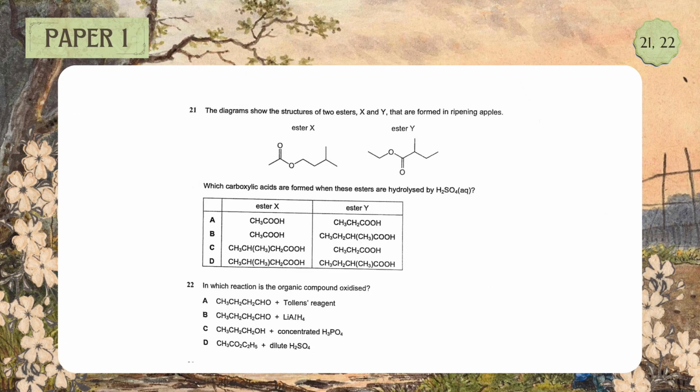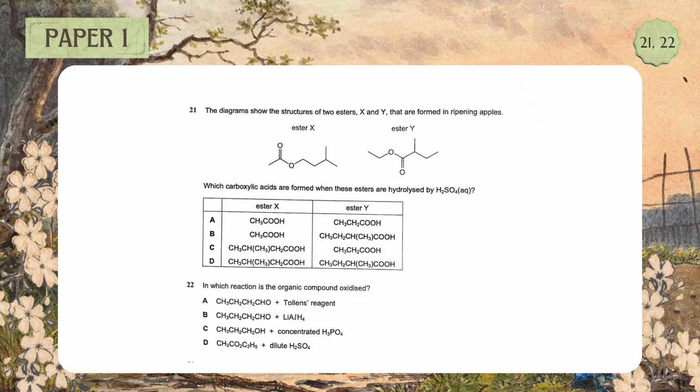Question 21. When you hydrolyze an ester using an acid, it splits right at the C-O single bond next to the carbonyl group. The carbonyl C=O side gains an -OH group to turn back into a carboxylic acid. Let's split X. The carbonyl side has two carbons, CH3C=O, so it forms ethanoic acid, CH3COOH. Now let's split Y. Find the C=O. The alkyl chain attached to that carbonyl has 3 carbons in a straight line. That means it forms propanoic acid, which is CH3CH2COOH. Matching these up with our table, option A is the correct combination.